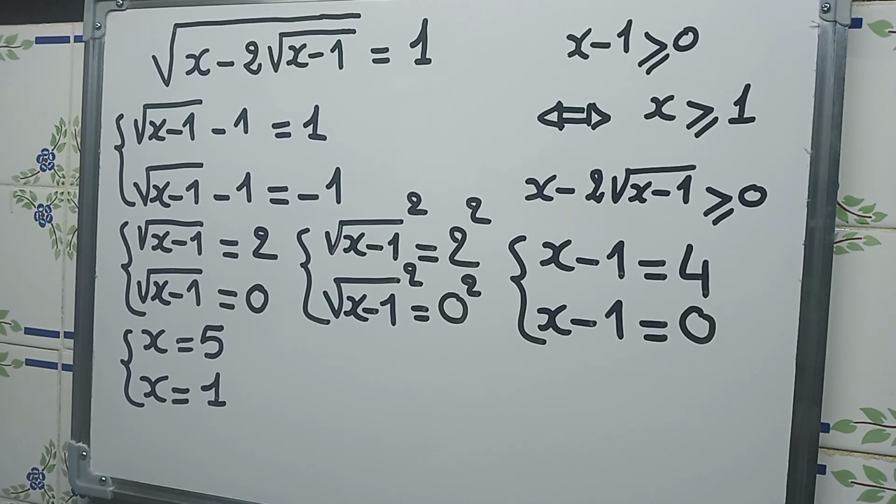Now the final step is to check the condition x greater than or equal to 1. Of course, we have 5 is greater than or equal to 1, and also 1 is greater than or equal to 1, meaning that the solutions of our equation are the two numbers 5 and 1. And this, of course, concludes our problem.